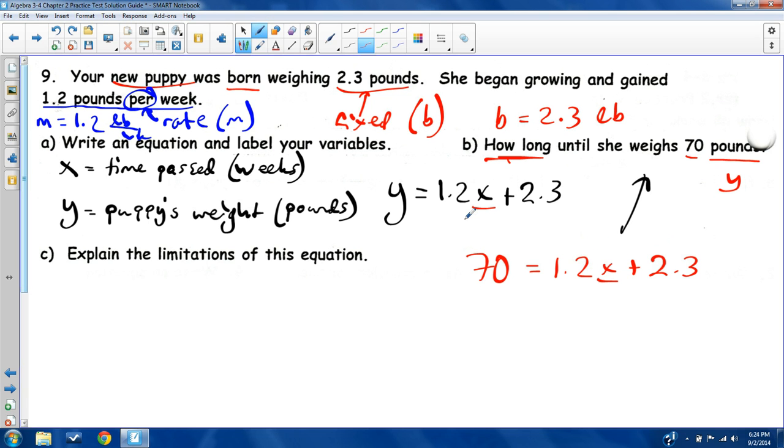And you know what? I don't have my calculator with me, so I'm going to look at this answer sheet here as I go along when I do this division. Okay, so you subtract. We get minus 2.3. We got 1.2x equals 67.7, I believe. And when you divide that, let's see what they did. x equals 56.42 weeks.